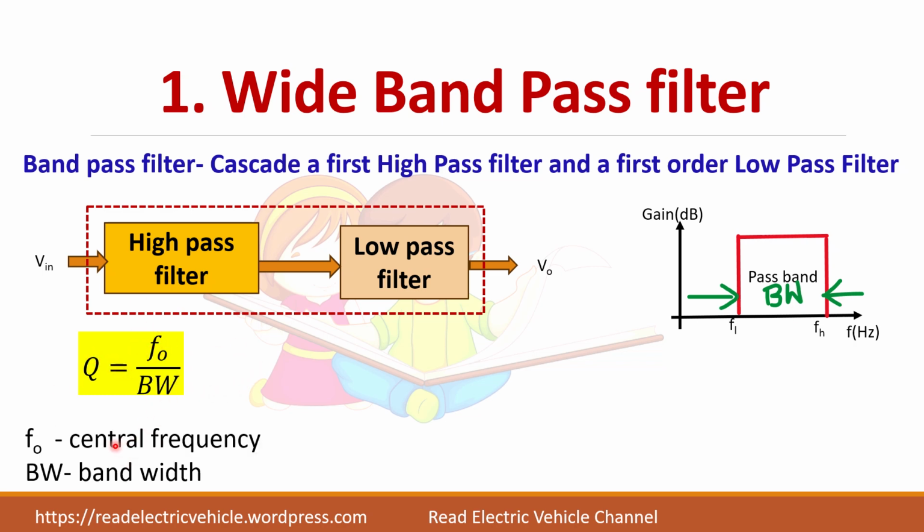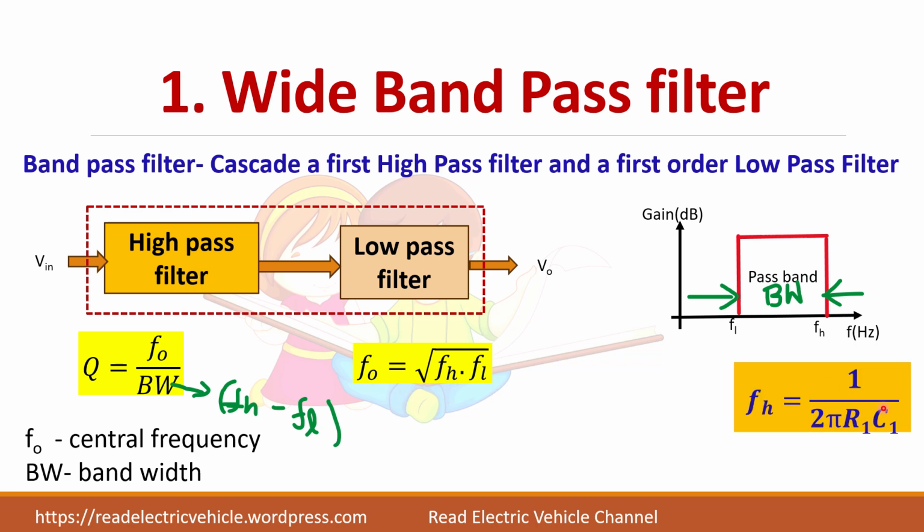Here F0 is the central frequency and BW stands for bandwidth. So bandwidth we can write as FH minus FL also. F0 is given by root of FH into FL. This is the higher cutoff frequency, and this is the lower cutoff frequency.